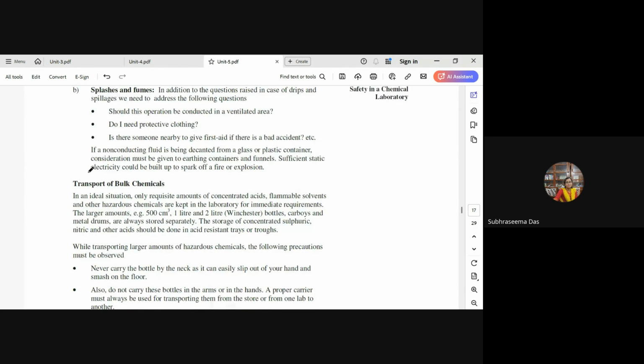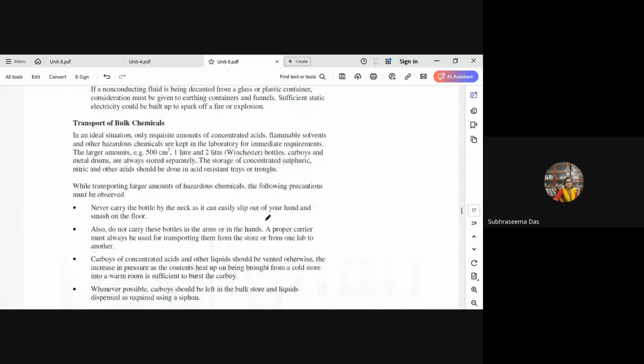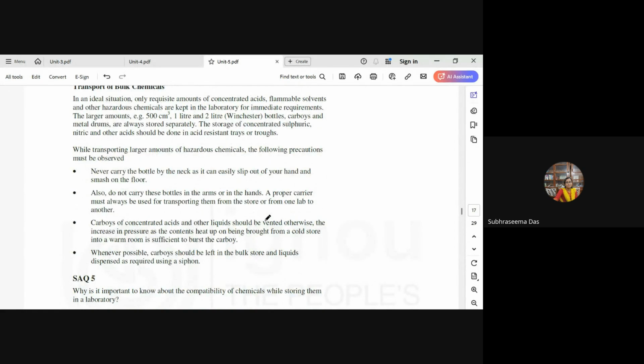Then coming to transport of bulk chemicals. When we have bulk chemicals, like when we are transferring 2 liters or 5 liters, the following precautions must be observed. We should never carry the bottle by its neck, because it might easily slip from our hand. Also, these bottles should not be carried in bare arms. We should use a carrier basket to carry the bottle.